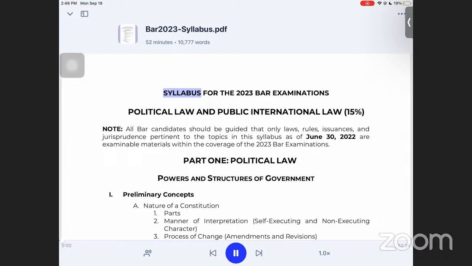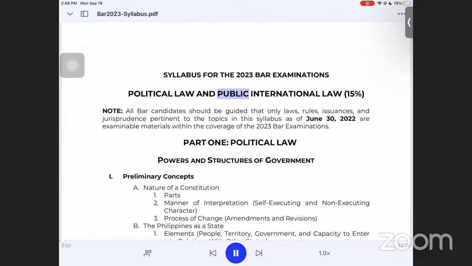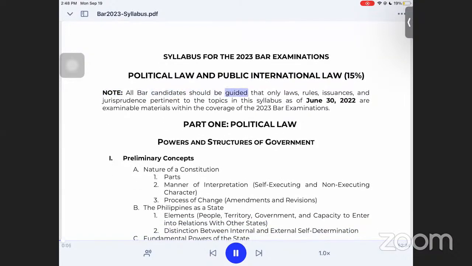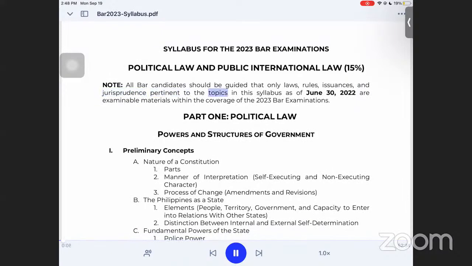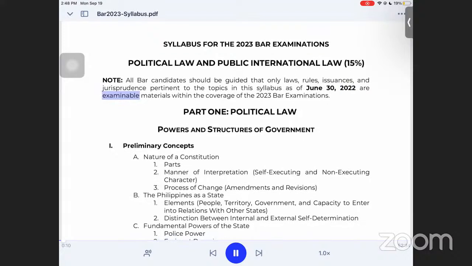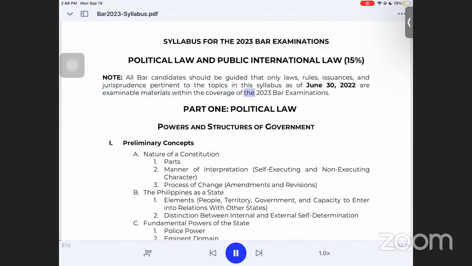Bar 2023 Syllabus PDF. Syllabus for the 2023 Bar Examinations: Political Law and Public International Law, 15%. Note: all bar candidates should be guided that only laws, rules, issuances, and jurisprudence pertinent to the topics in this syllabus as of June 30, 2022 are examinable materials within the coverage of the 2023 bar examinations.